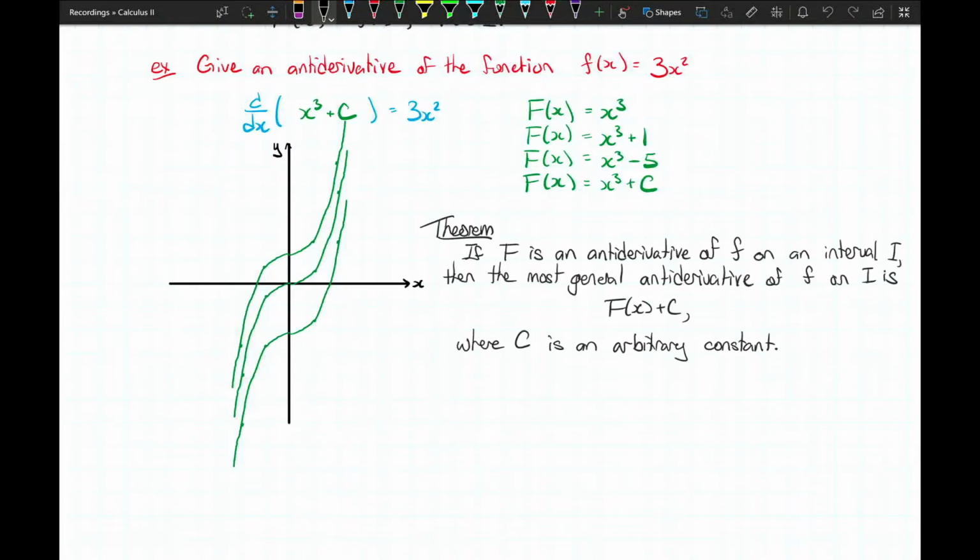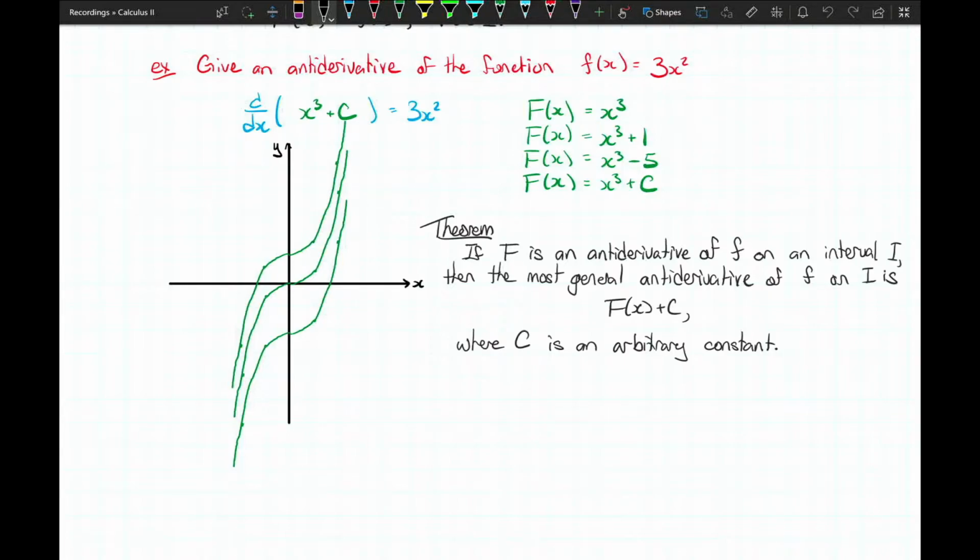So the antiderivative of a function is really like a family of functions, all with the same shape, simply shifted up or down. Well, we can state this as a theorem. If capital F is an antiderivative of our function lowercase f on an interval I, then the most general antiderivative would be taking that antiderivative and adding any arbitrary constant on the end. So we tend to write just the most basic form of the antiderivative. In the case of 3x squared, the most obvious antiderivative would just be x cubed, and then we just add c to the end.